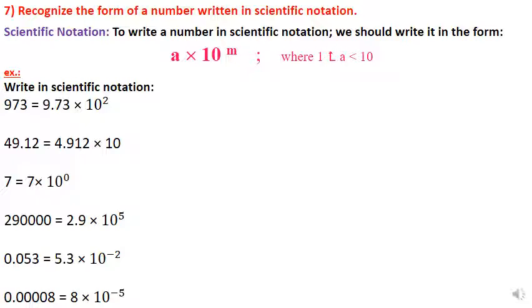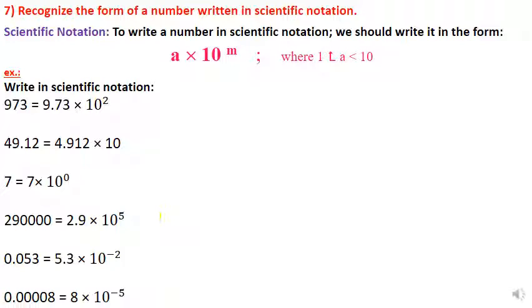Here, as you can see, we have 973. Okay, 973 is written as 9.73 times 10 to the power 2. Why? Because I just moved the point 2 times to the left, so it's 9.73 times 10 to the power 2.